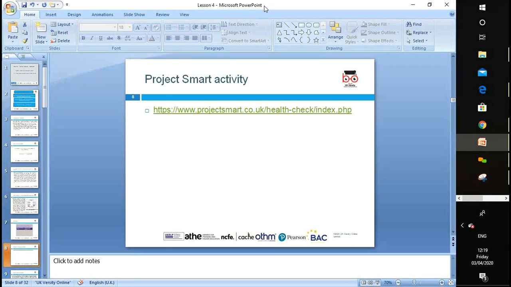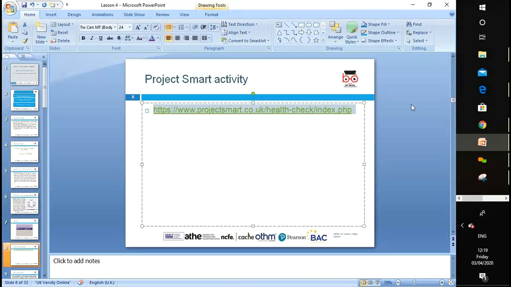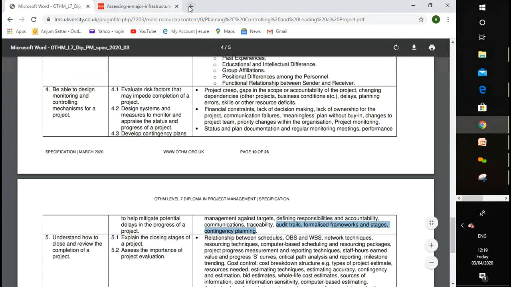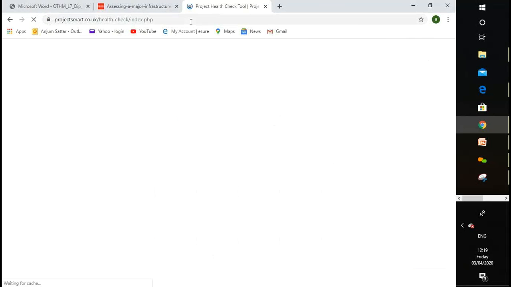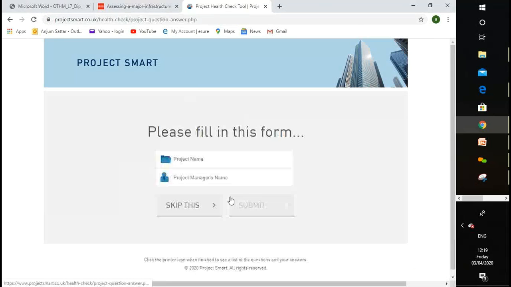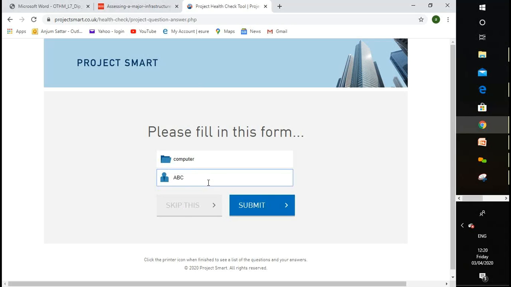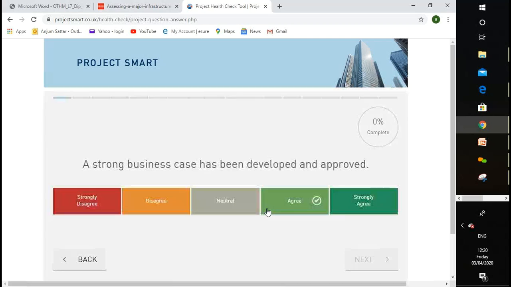Okay, then what is a SMART project? We'll go through an activity called SMART project. So you can copy this link, and you can say project, for suppose, computer IT project, maybe your organization ABC. Yes, submit. And what do you think now?